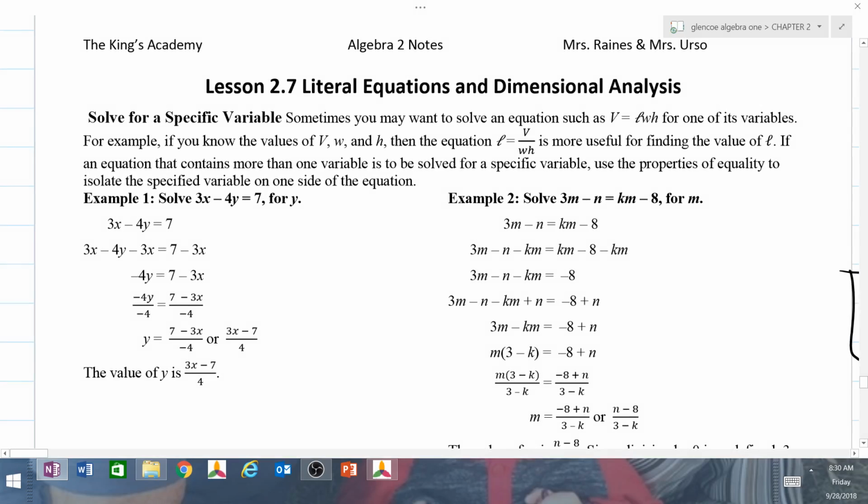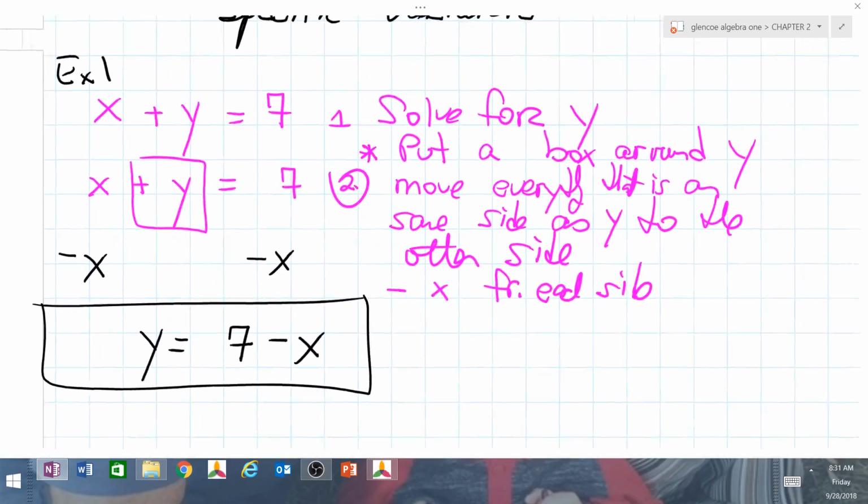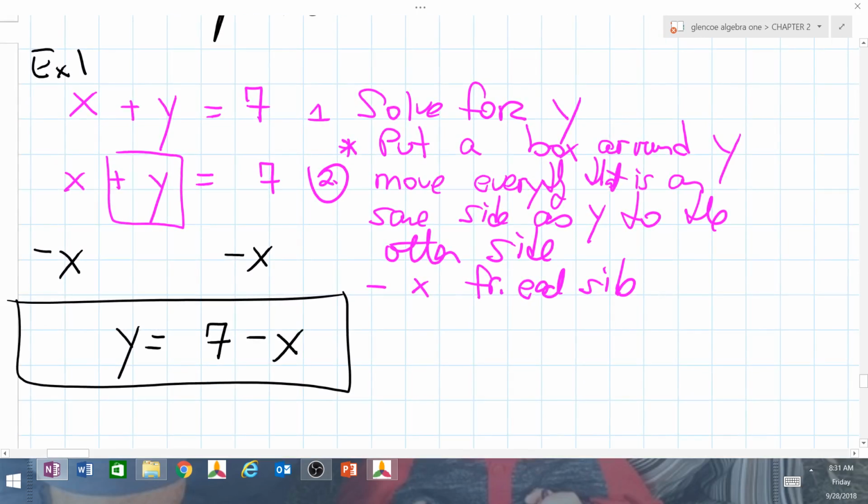So what we're trying to do today is to show you how you can solve a specific equation or formula for a specific variable. And I'm trying to make it as simple and as easy as possible. The first two examples are a little bit more detailed, so we're going to start out nice and slow with this one. If this were our equation, x plus y equals 7.